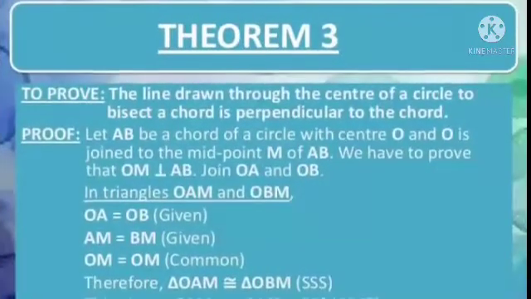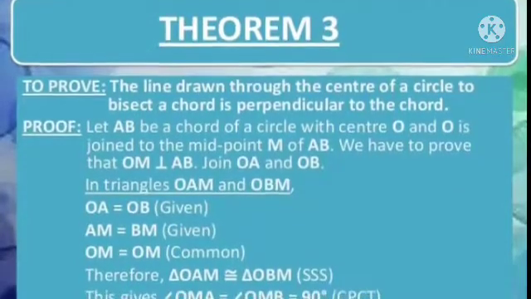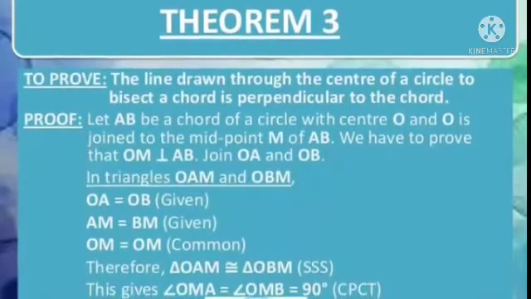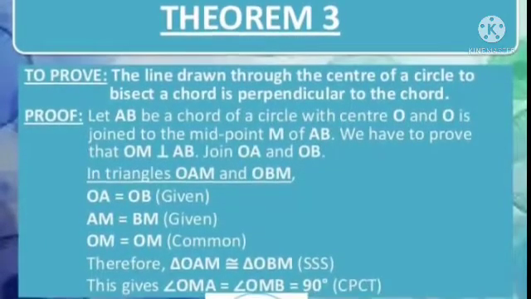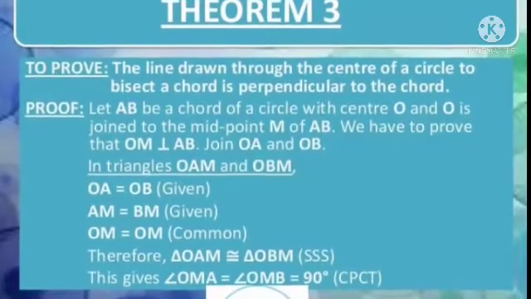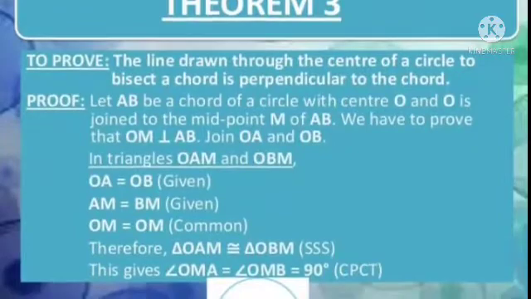Theorem 3. To prove: the line drawn through the center of a circle to bisect a chord is perpendicular to the chord. Proof. Let AB be a chord of a circle with center O and O is joined to the midpoint M of AB. We have to prove that OM is perpendicular to AB.